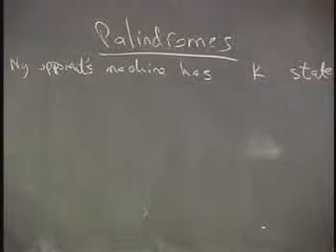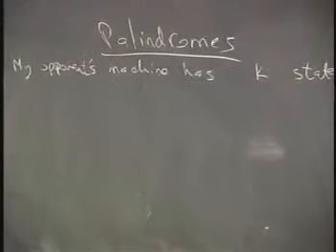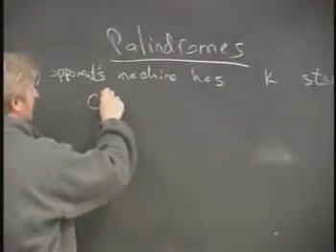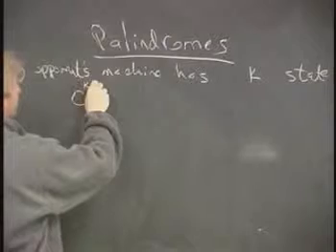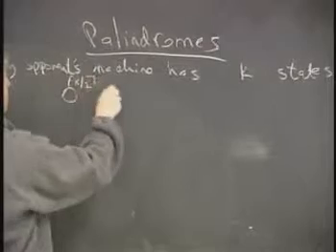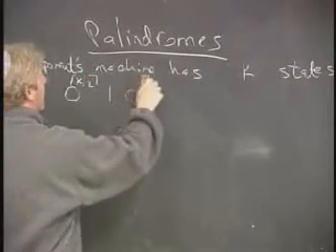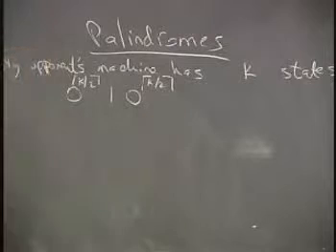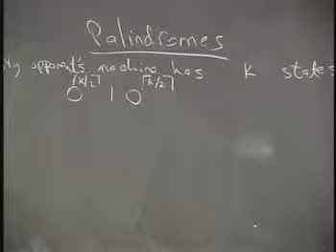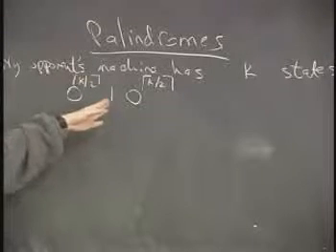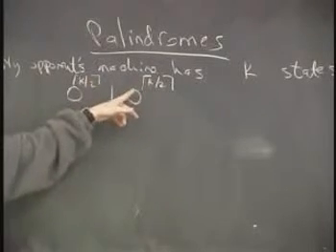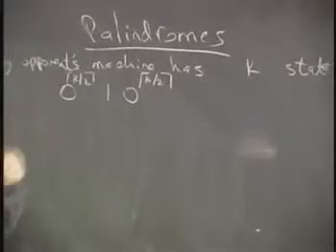Let's come up with a palindrome that has at least k states. Here's a palindrome that has at least k states: 0 to the k divided by 2, 1, 0 to the k divided by 2. Right, that's got at least k states. I put half k zeros on one side, half k zeros on the other side. I'll put a 1 in the middle. It's definitely a palindrome, right? Whatever the half of the k is, it got it on both sides. I got a 1 in the middle. It reads the same right to left.